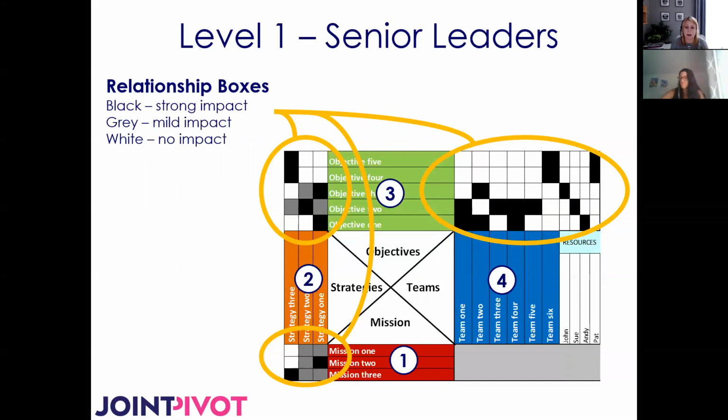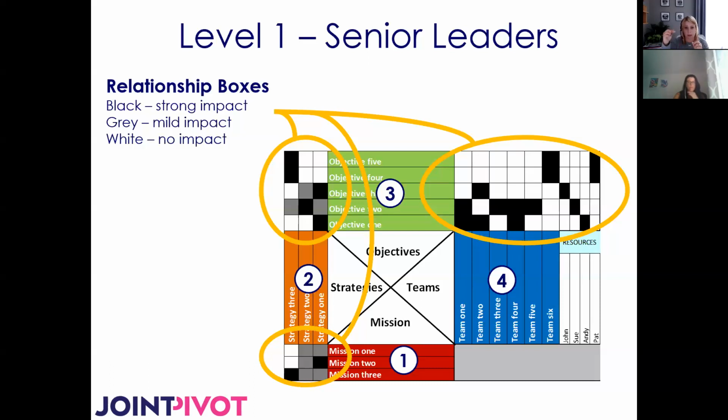So if we say our mission is to be best in class when it comes to safety, and then our strategy in our first box there is to have 100% of our equipment have new safety features installed, the relationship between achieving that mission of safety and the strategy of putting in the safety equipment on all of your equipment is very strong. So that would be a strong black relationship that you would fill in with that black shading, because that shows if you work on that specific strategy, it's having an impact on your mission.